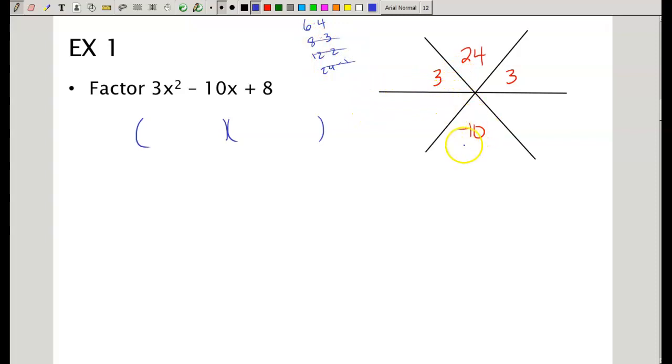And since it adds up to negative 10, both of these are going to be negative. So this still works. Negative 6 times negative 4 is still positive 24, and negative 6 plus negative 4 is negative 10. So this works. And now I'm certain that this problem is going to be factorable. All I have to do is put it into the parentheses, but there's one last step we're going to do here that we did not do in 4.3, which is a very easy step.